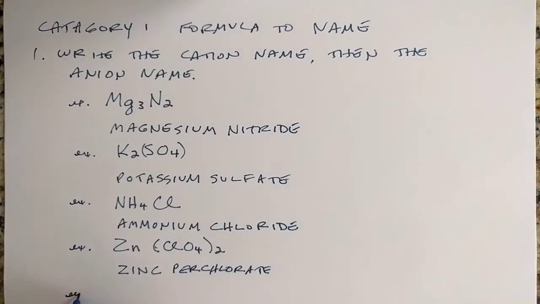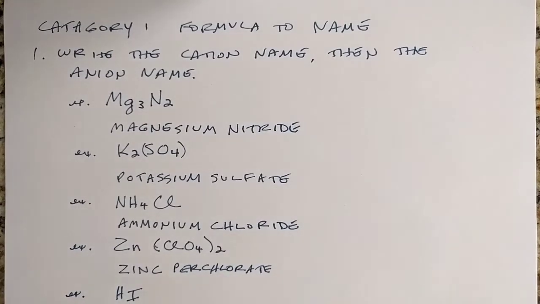All right, and we'll just show one with hydrogen. We have HI. Hydrogen is not a metal, but hydrogen is in our category 1. So when hydrogen is in the front of the compound, it's a +1 ion, so its name is just hydrogen, just like sodium would just be the sodium ion. Then I, the iodine as an ion, is iodide. So that name is hydrogen iodide.